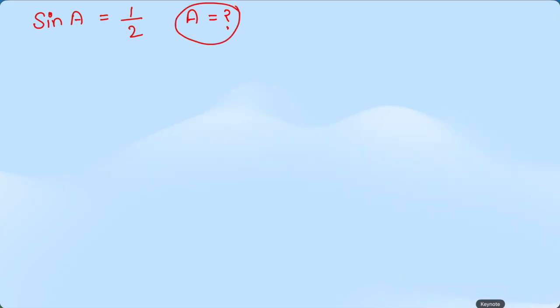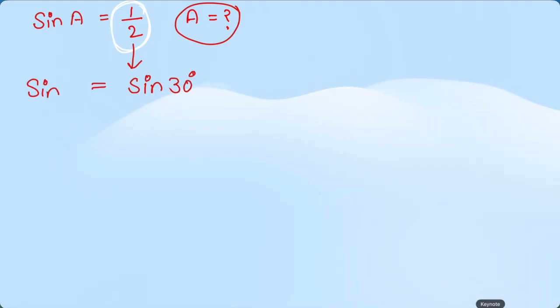Now if I ask you one thing, that if sine of angle A is given as 1 by 2, what is the value of A? How to find it? I will compare this 1 by 2 with the values I have learned in the chart, right? On comparing, I will get that yes, this is the value for sine of 30 degree. Sine of 30 degree is 1 by 2, no? And I will see that this is comparable to sine A. That sine A is sine 30. What does it mean? That angle A is how much? 30 degree.